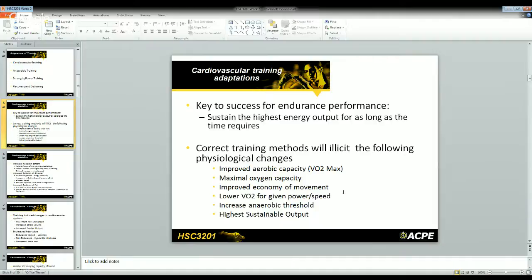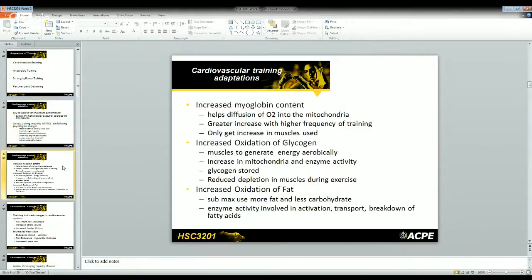And that leads us to our highest sustainable output. And the sort of things we're looking at, the adaptations, increasing myoglobin. Now we understand hemoglobin, that's what carries oxygen throughout the blood, delivering it from the respiratory system to the working muscle. Myoglobin is the chemical that transfers oxygen from the blood into the working tissue, or into the mitochondria.